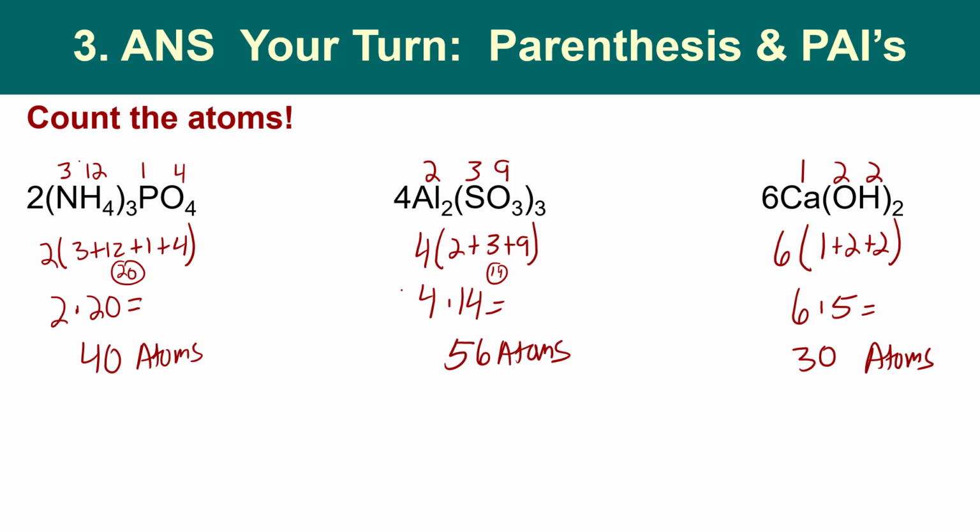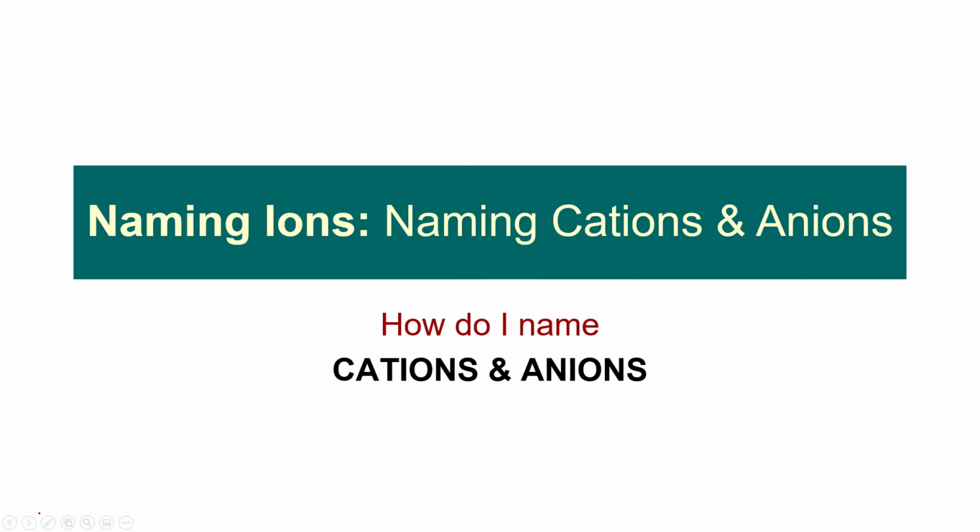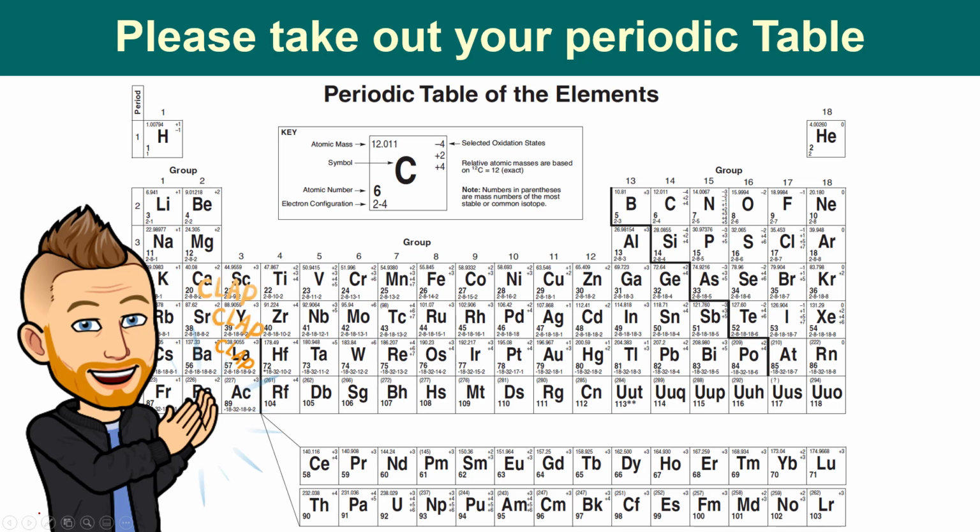Otherwise, let's proceed forward. Okay, in this next portion of the video, we are going to turn our attention to naming ions, specifically naming simple monatomic cations and anions. And for this part, you are going to need your periodic table. So make sure you grab that and have that handy.